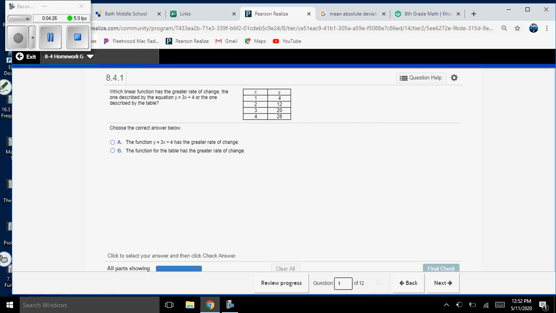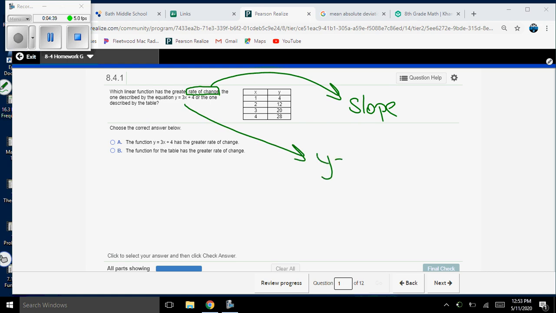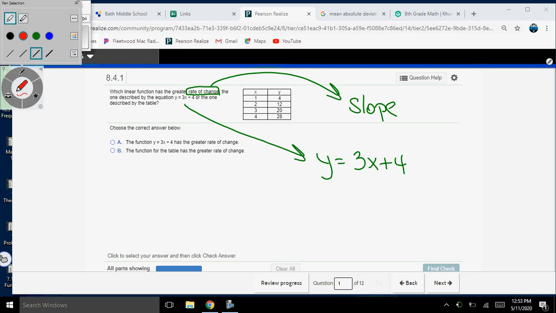Now, once again, when I'm talking about rate of change, we need to be thinking about slope. If I look at the equation here, y = 3x + 4, the rate of change you should be identifying with is this 3 right here. So that 3 represents the rate of change on that one.